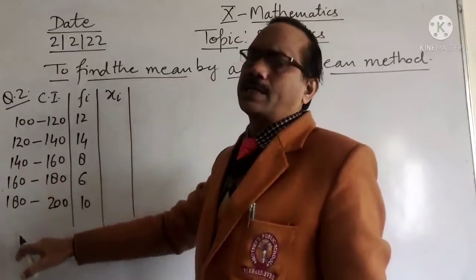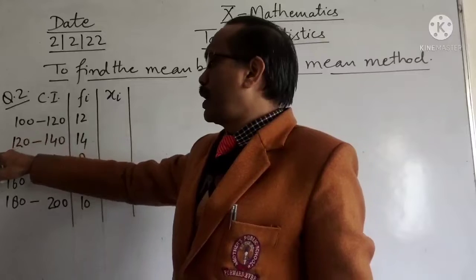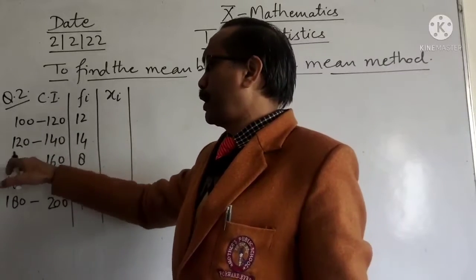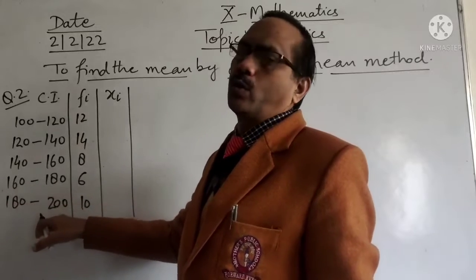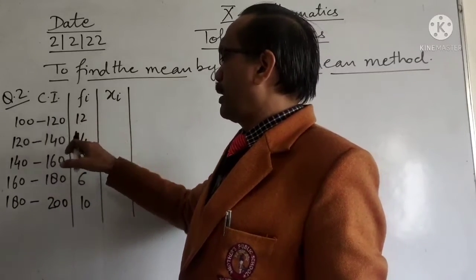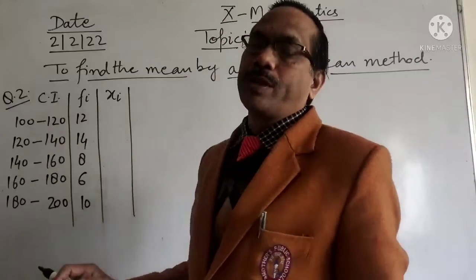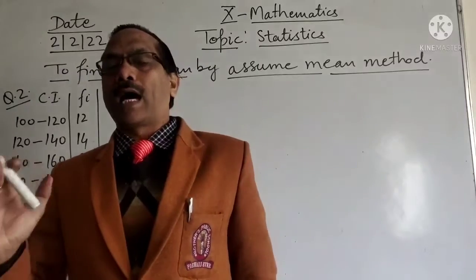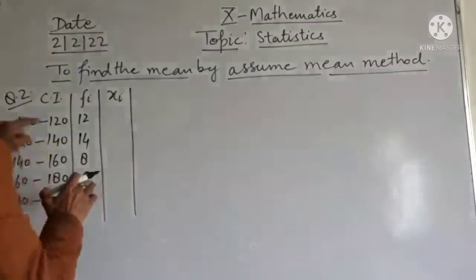Today we will learn to find the mean by the assumed mean method. Here, the class intervals are given: 100 to 120, 120 to 140, 140 to 160, 160 to 180, 180 to 200. The frequencies are 12, 14, 8, 6 and 10. Now we will find the class marks, or Xi, which is the mid value of each interval.